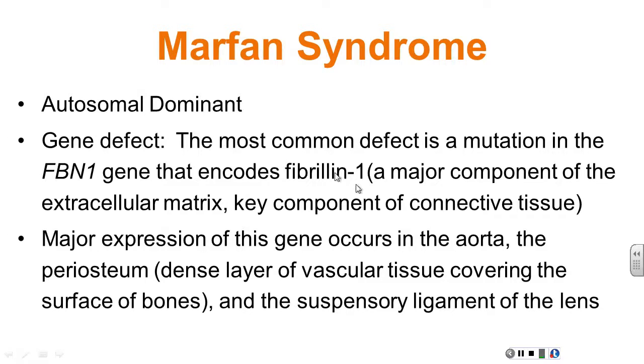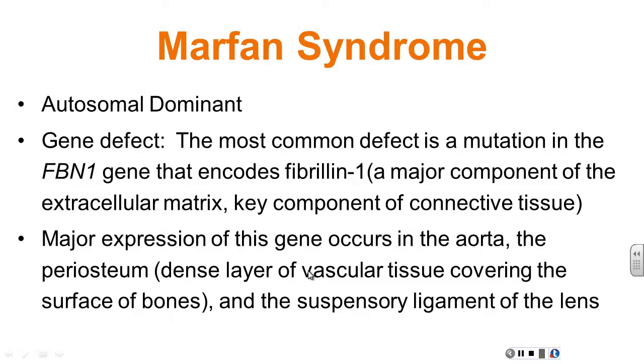In this version of fibrillin, you see the major expression in the aorta, the periosteum, and the suspensory ligament of the lens. The periosteum, maybe you already know what that is. It's not a term that I use every day, so I wrote it down for myself. If you didn't know, it's a dense layer of vascular tissue covering the surface of bones. It almost looks like a skin on the surface of bones. It's dense, but it's very thin as well.